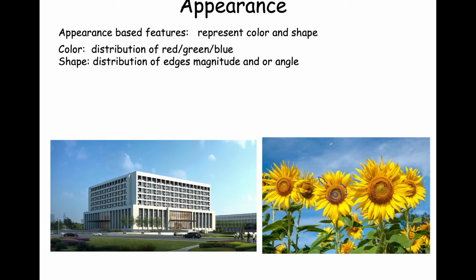And then for the sky in this sunflower image, we're going to have a lot more clouds, but we're going to also have blue. So that blue is going to be lighter in the intensity for the red, green, and blue channel representing color for the sunflowers. And so here, when we talk about appearance-based features, we want to represent somehow both the color, distribution of the colors, as well as the shape, the distribution over the edges that are in the image. And so the color is the distribution of red, green, and blue, and the shape is the distribution of edges, both their magnitude and or their angle.